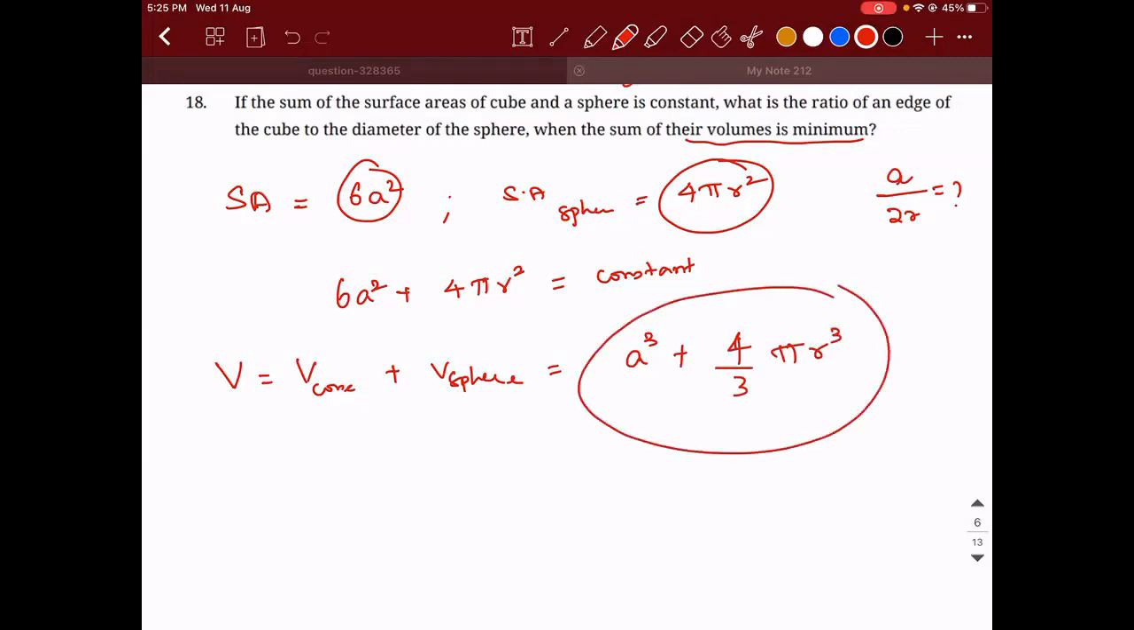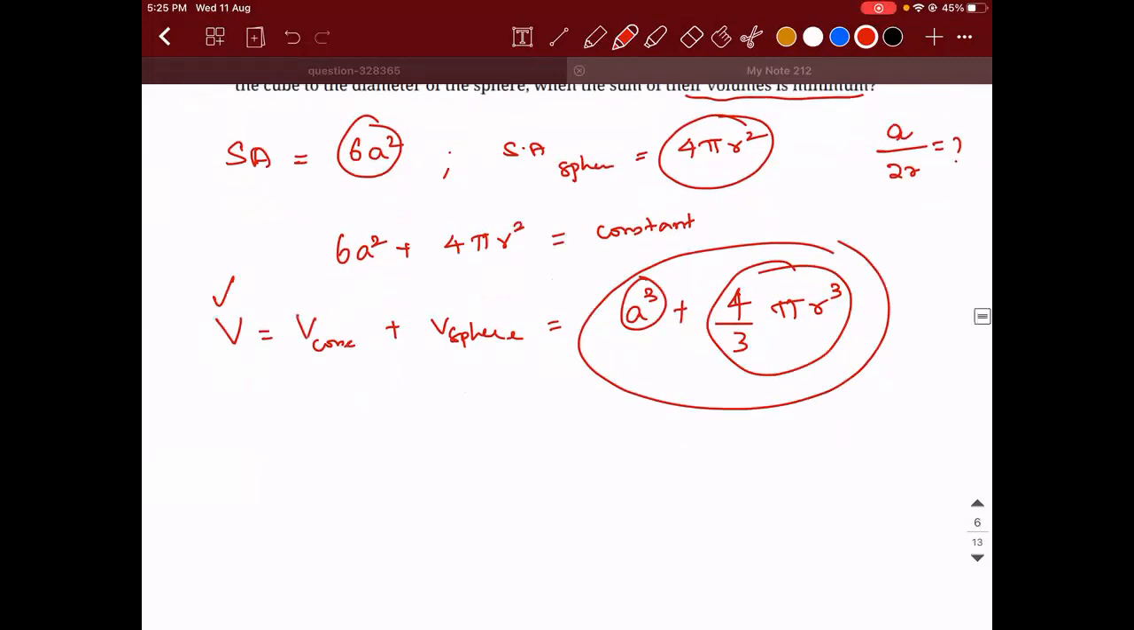Okay, but if you observe, volume is a function of two variables here. What are we supposed to do? Convert it as a function of one variable and then start differentiating. So how do I do it? You can use the concept of surface area and then solve it. So let us see if I can take out anything common.